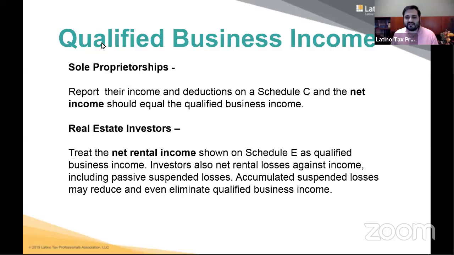Like for a Schedule C, sole proprietorship, it's going to be your net income most of the time. That's going to be your qualified business income. If you have rental activity, it's going to be your net rental income after you take the losses. That's your Schedule E. That's what the qualified business income will be most of the time, again, when you have a Schedule E.